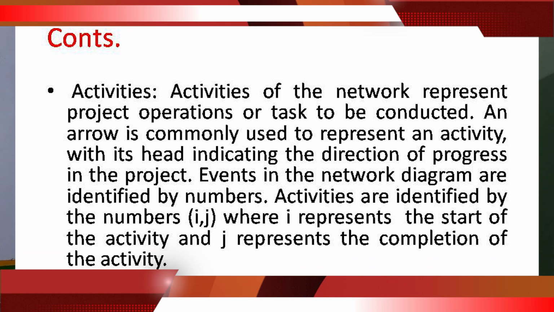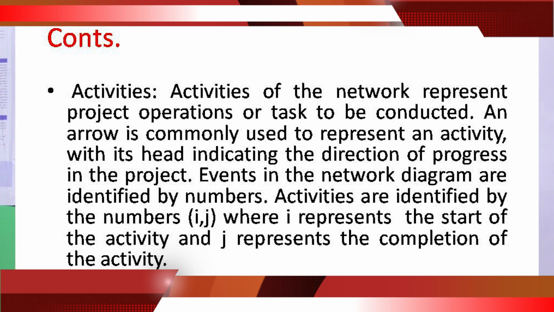Activities of the network represent project operations or tasks to be conducted. An arrow is commonly used to represent an activity, with its head indicating the direction of progress in the project. Events in the network diagram are identified by numbers. Activities are identified by the numbers i, j, where i represents the start of the activity and j represents the completion of the activity. So in a network diagram, one and only one arrow indicates an activity.